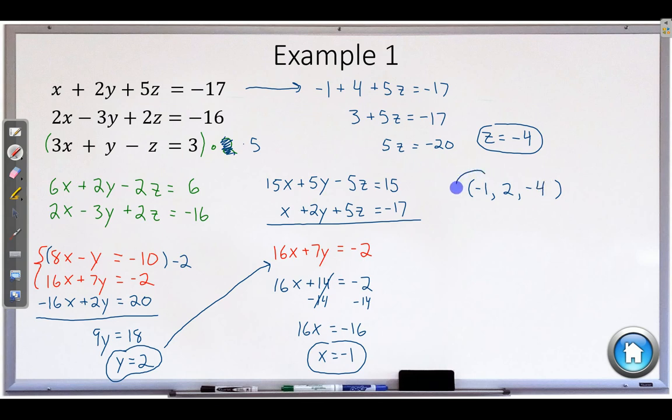So that is a point in 3-dimensional space where all 3 of those planes, those sheets of paper, are intersecting at just that one point. So it's pretty long. But the first part is the hardest. Once you get your first answer, the other answers are pretty easy because you just keep plugging things in.